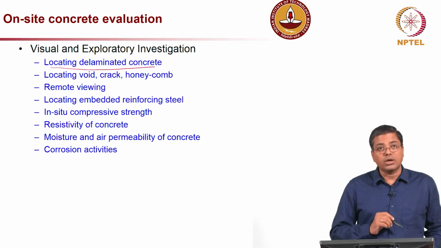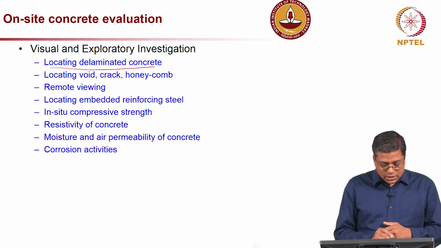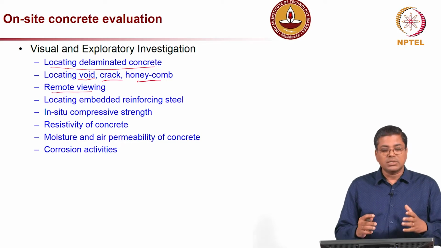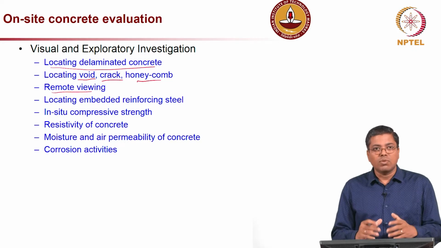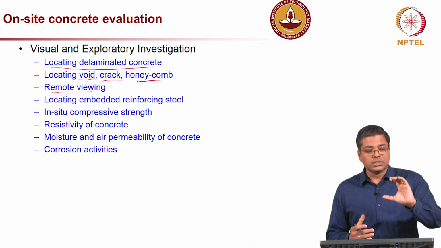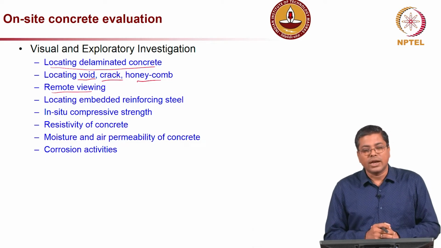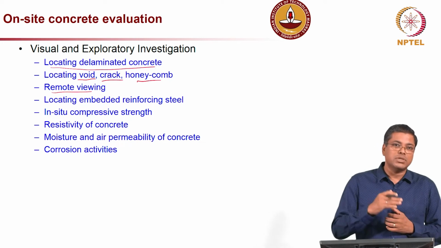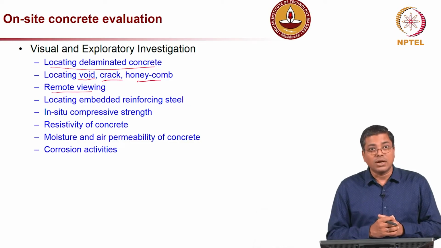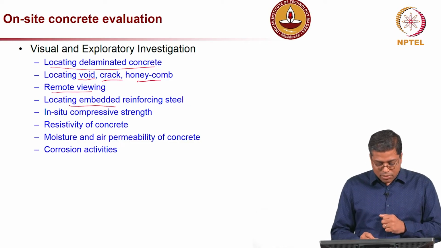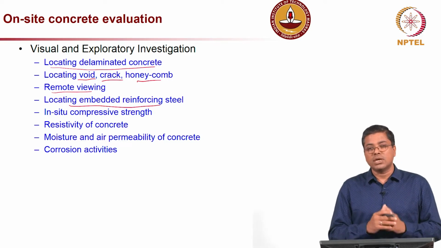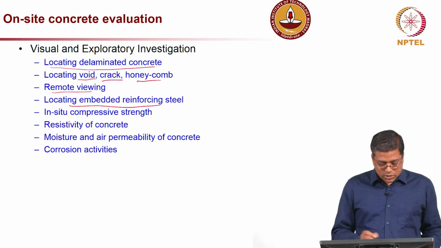Locating delaminated concrete, that is one major task, and locating voids, cracks, honeycombs, etc. And remote viewing: if you have a structure where you want to see what is happening inside, like a tendon on a bridge element, you can put in a camera, like endoscopic technology, and see what is happening inside. Then locating embedded reinforcing steel: where it is, what is probably the diameter of the steel, and what is the spacing of the steel. That is also sometimes very important.